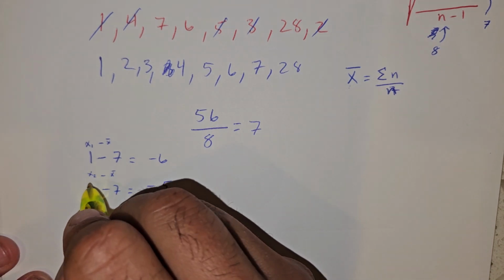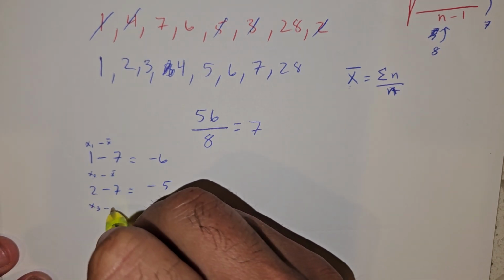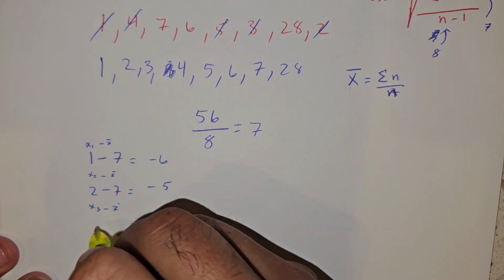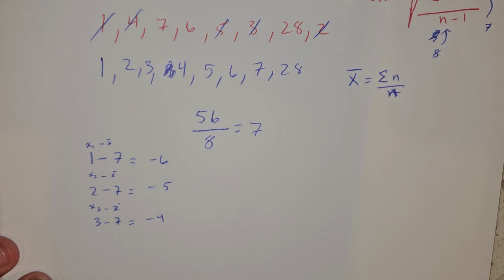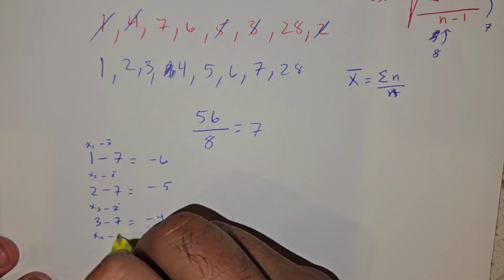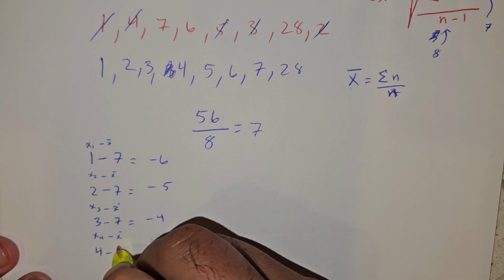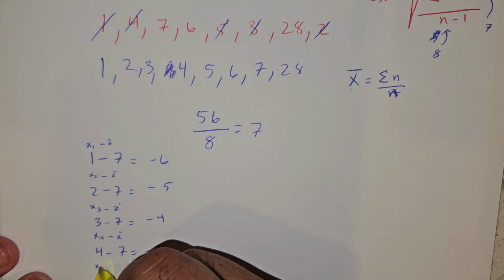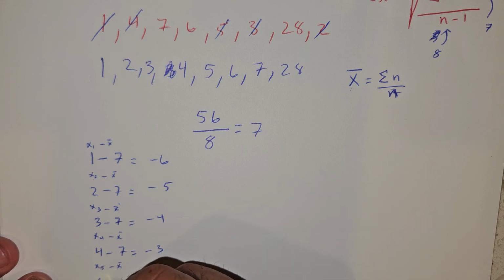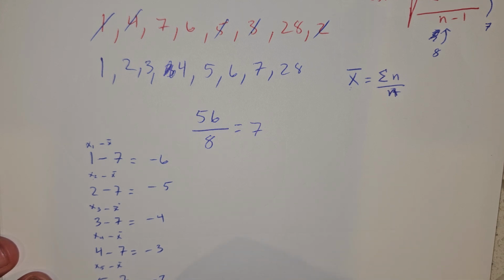Then we do our third one. X sub 3 minus our mean: 3 minus 7, which is equal to negative 4. X sub 4 minus our mean: 4 minus 7, negative 3. X sub 5 minus our mean: 5 minus 7, negative 2. X sub 6 minus our mean: 6 minus 7, which is equal to negative 1.